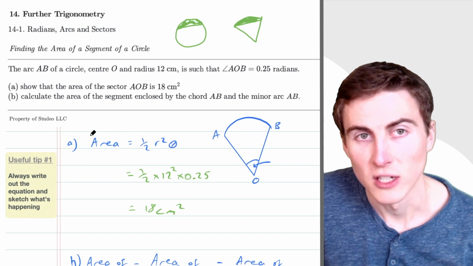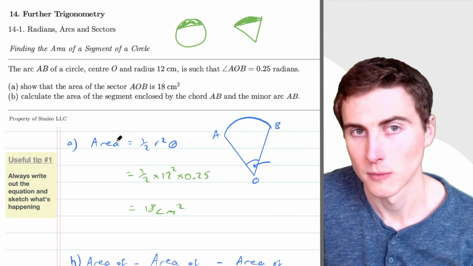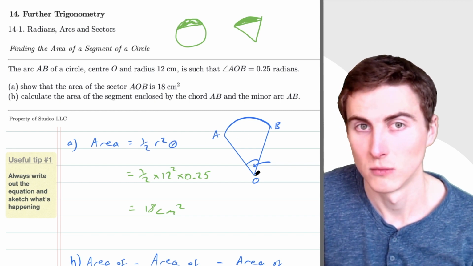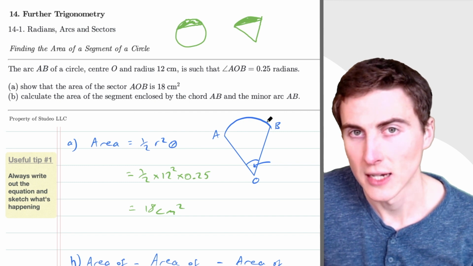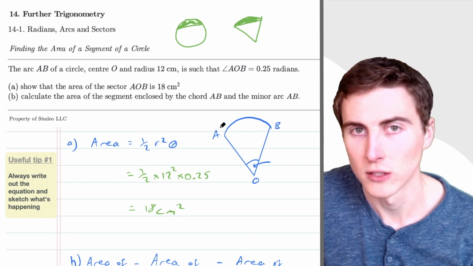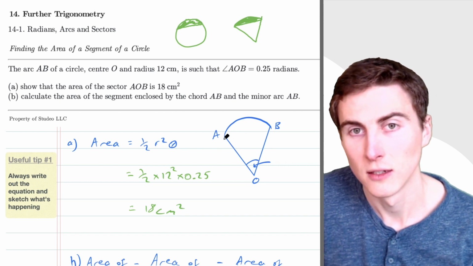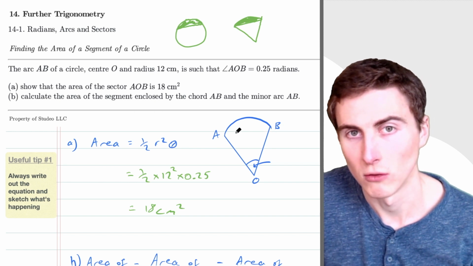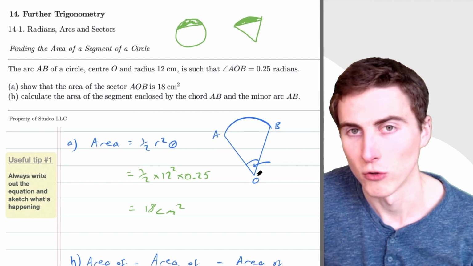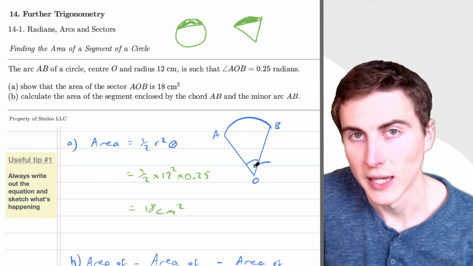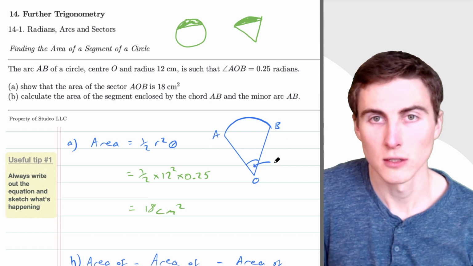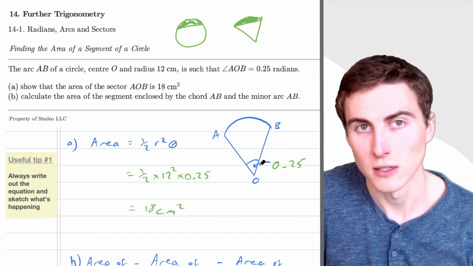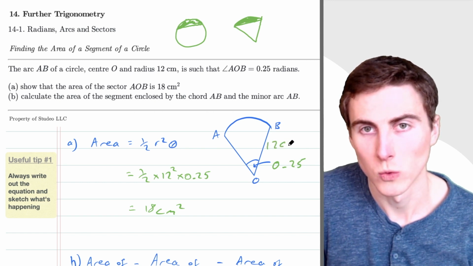The first thing we want to do is write out our formula for the area of a sector, which is 1/2 r squared theta. And we want to sketch it out, so draw out the diagram. So this here is a sector. It looks a bit like a pizza slice or an ice cream cone. Then we have A and B, which are two points on the circumference, and we have this little arc between them, and we have the origin O. Then to label it, the angle here is 0.25 radians, so we can put 0.25 down here. And this radius is 12 centimeters.